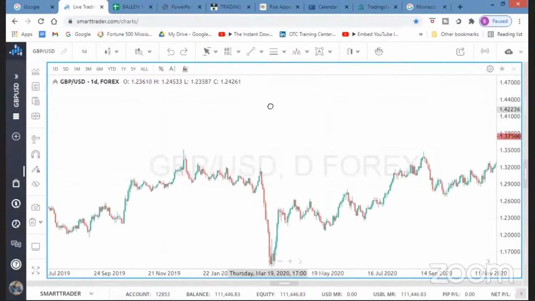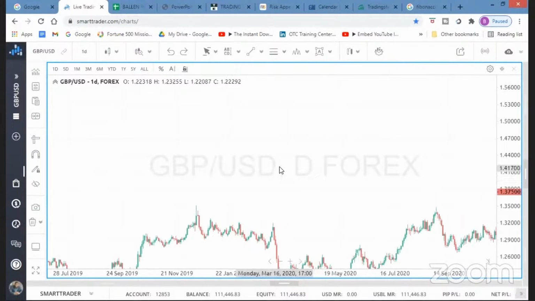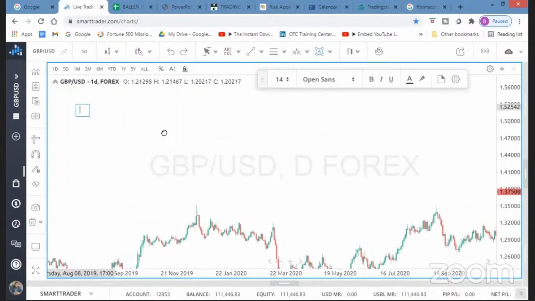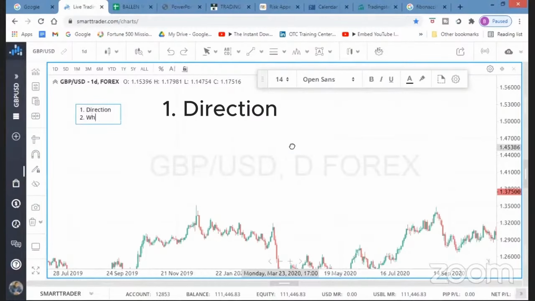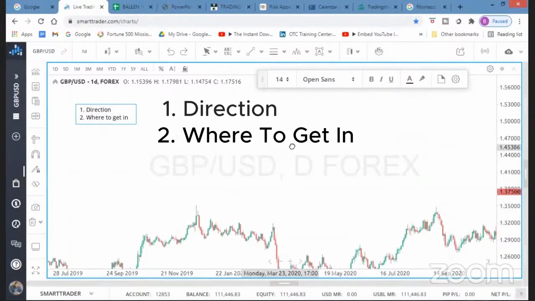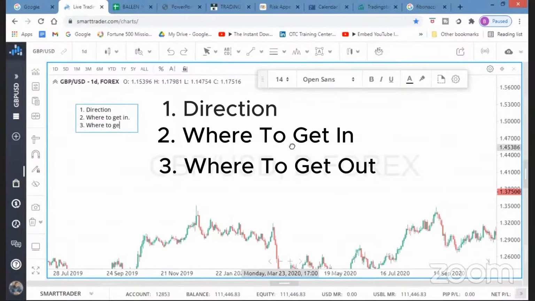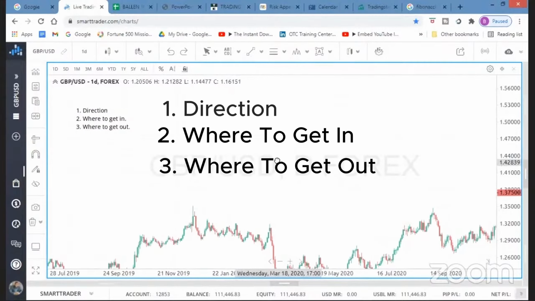So we say that the key in this whole thing, when you're looking at a technical chart, is knowing a few things. We want to try to establish direction, where to get in and where to get out. The Fibonacci sequence and the way we use it helps us to measure all of that. So Benny, why do we use that?